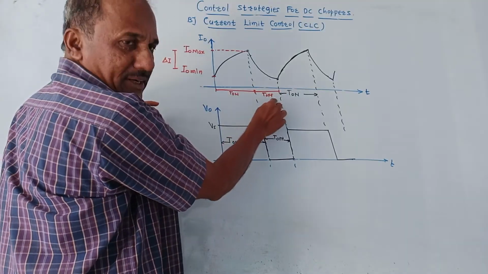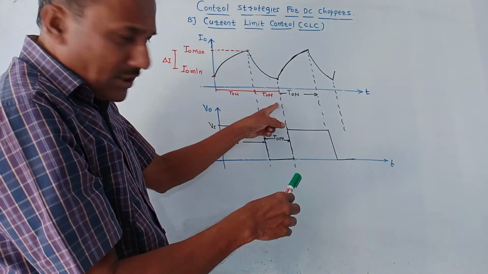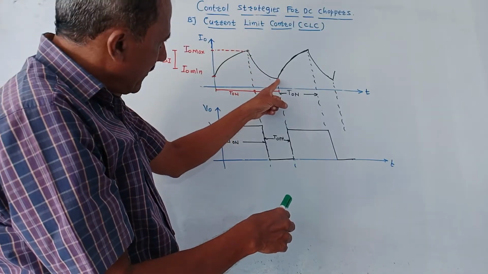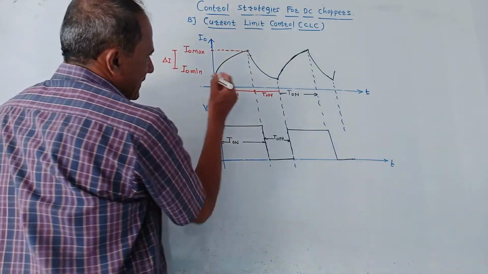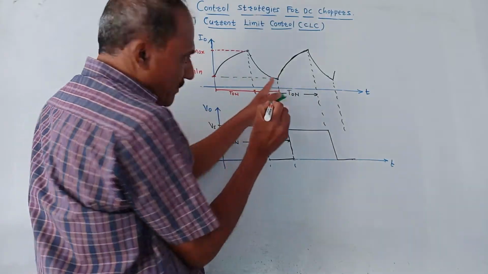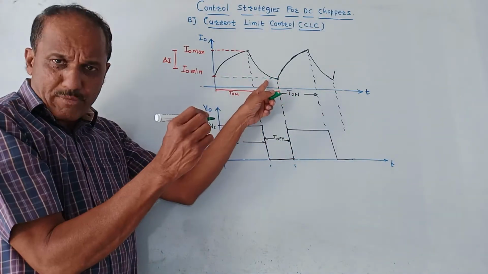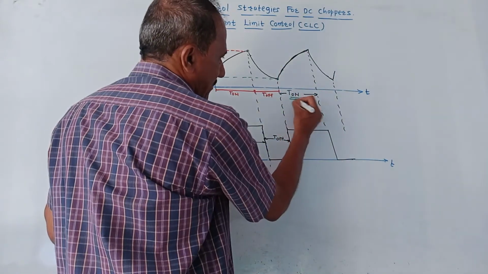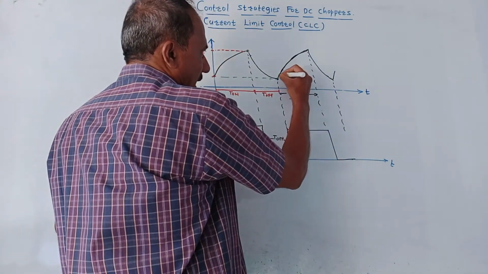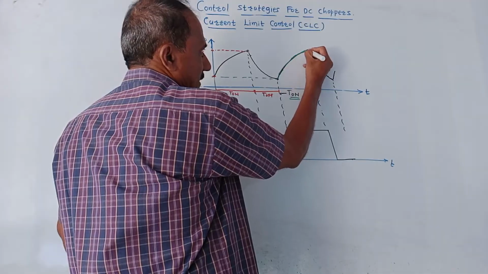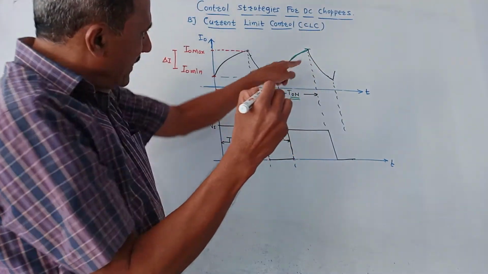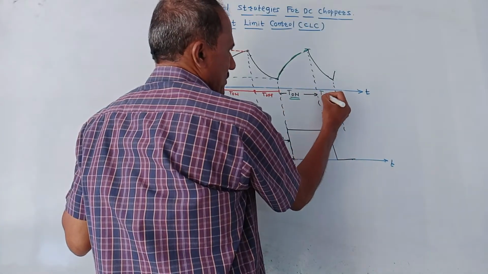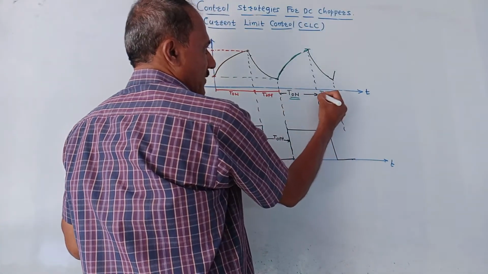From here the off time period starts. When the switch is turned off, the value of current goes on decreasing, goes on decaying. When it reaches I0 minimum, this is the value of I0 minimum, again the switch is turned on. This is the on time period. Again the switch is turned on and the current starts increasing. The same cycle repeats. When it reaches I0 maximum, again it decreases and the switch is turned off. This is the T off time.